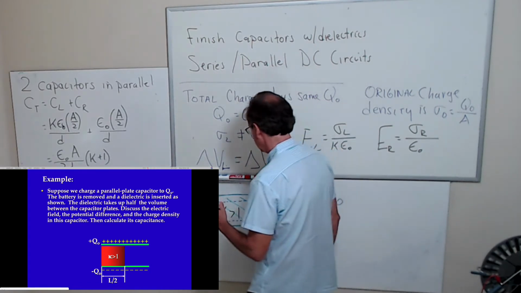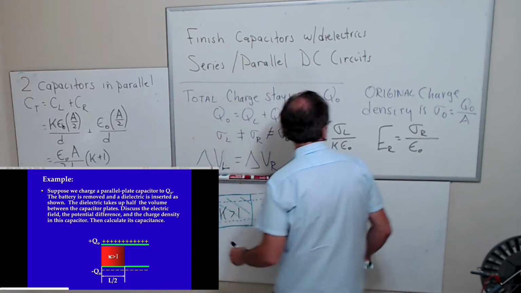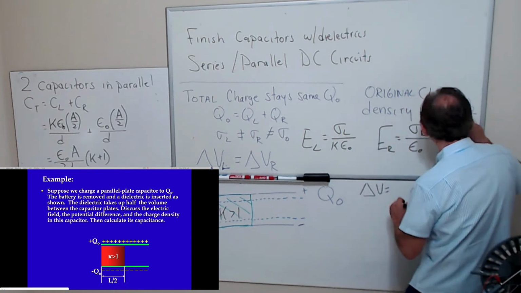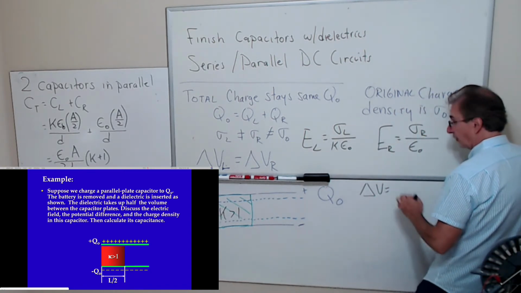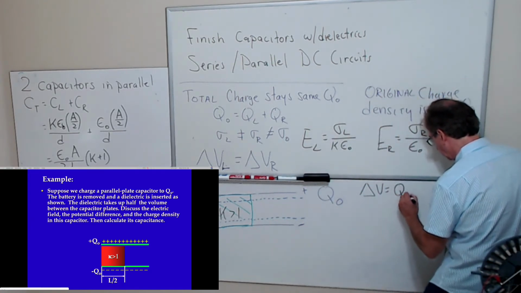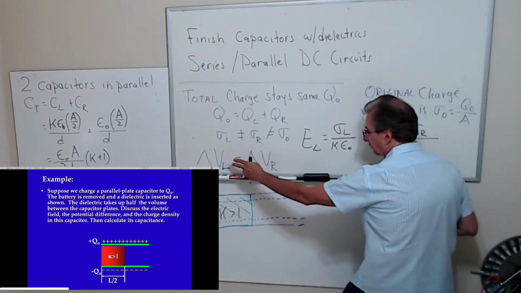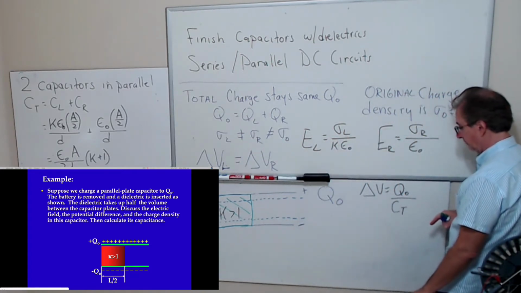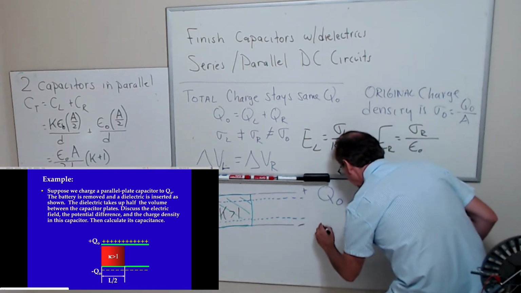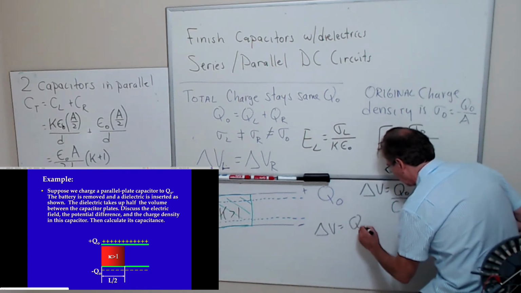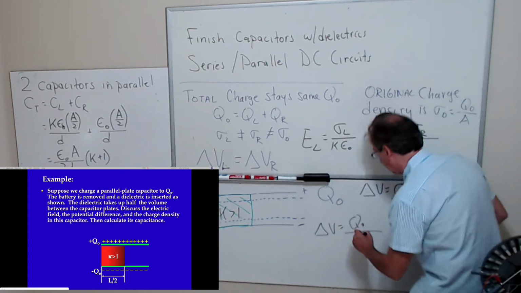And if I know C total, and I know that this is Q naught, then delta V for the whole thing, the potential difference between the two, has to be Q naught over C total. So delta V, which is equal to delta V on the left and equal to delta V on the right, has to be equal to this ratio. Okay, so delta V is equal to Q naught, my original charge, because that's the total charge I have in the plates, divided by the capacitance.